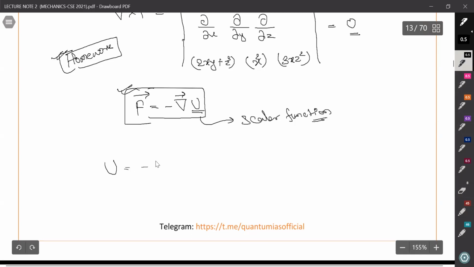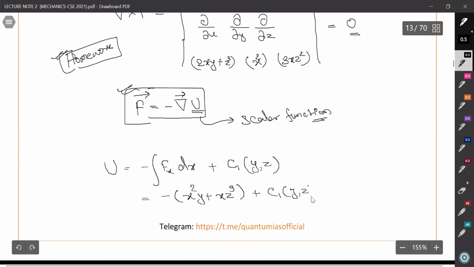So we can write it as minus integration of fx dx, and as it is indefinite integration, there will be a constant, and we are treating x as variable and y and z as constant. So the constant will be in terms of y and z, it may be. On integrating this with respect to x, we can get minus x²y plus xz³ plus constant as it is.